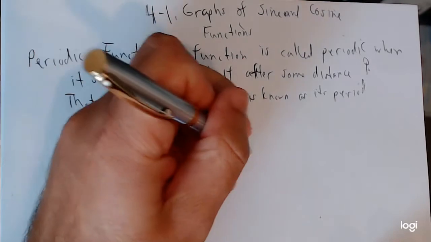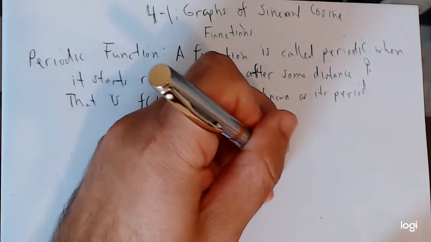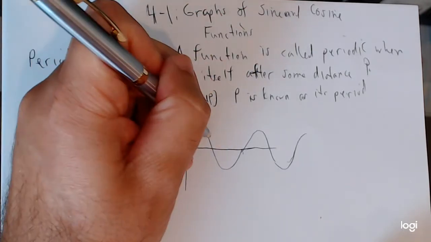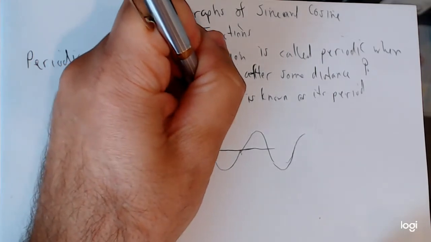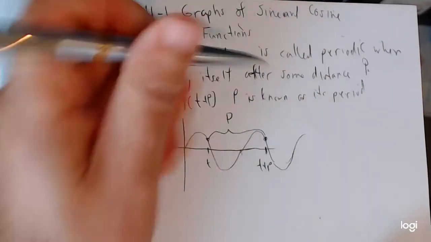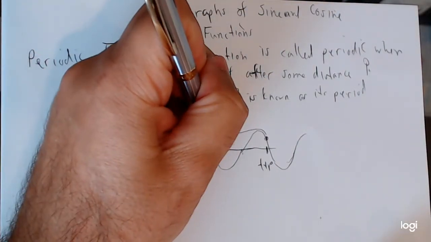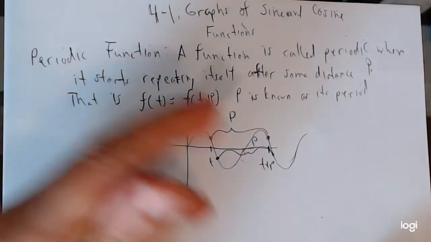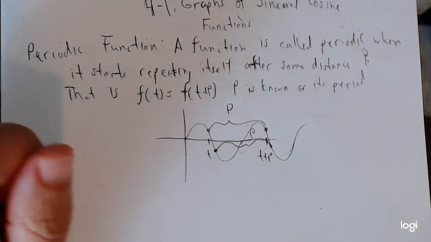So if I give you a graph that looks something like this, for instance, this is clearly periodic. Why? Because it keeps repeating itself over and over and over. If I pick this point, call this t, and then I travel a distance of p, notice this is t plus p, and notice how the y values are the same. It doesn't matter which point you pick, if I pick this point, the distance I travel, p, is the same, so it starts repeating itself every single time. So that's basically what a periodic function is.